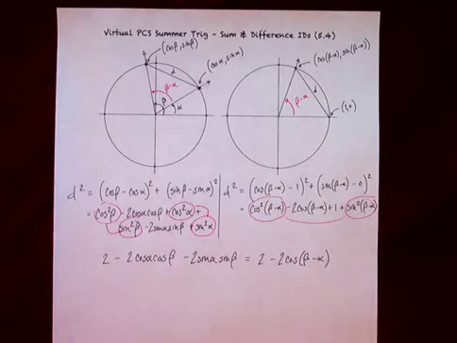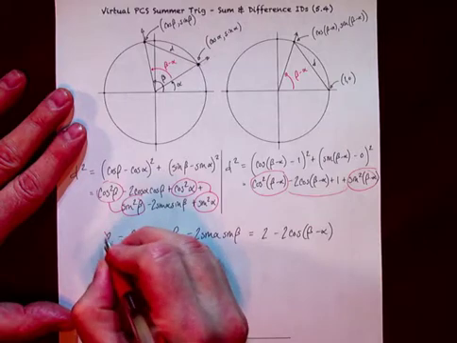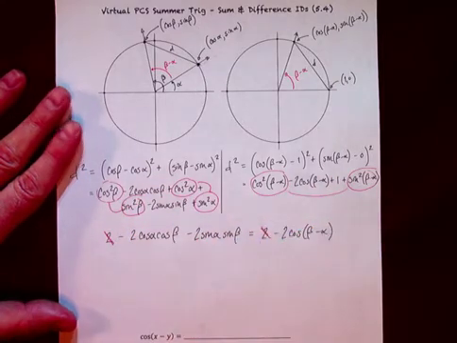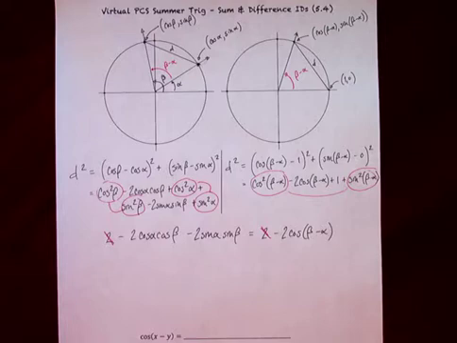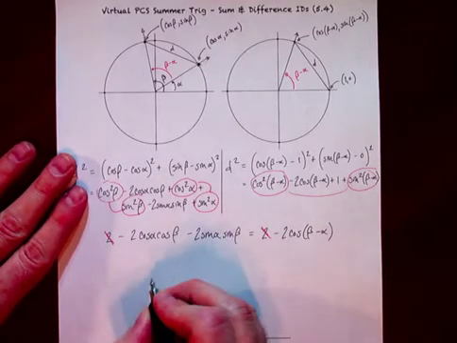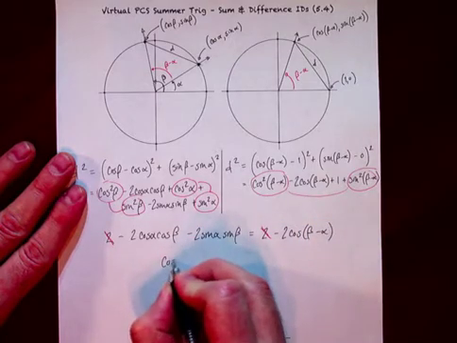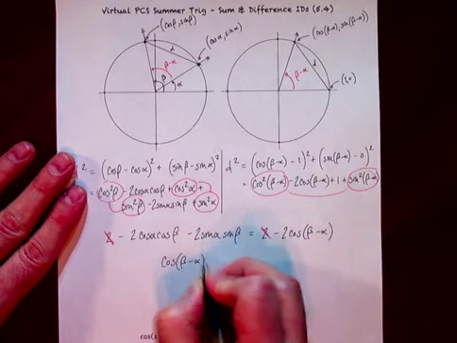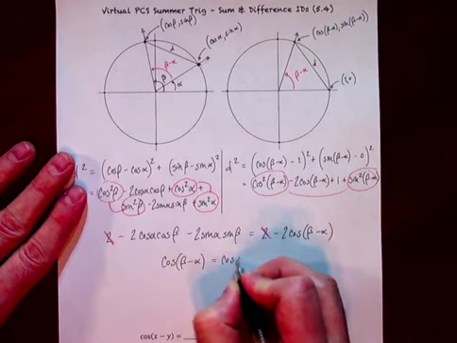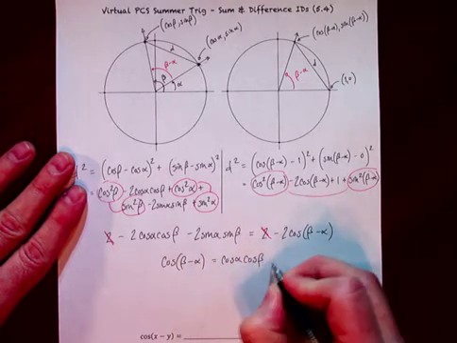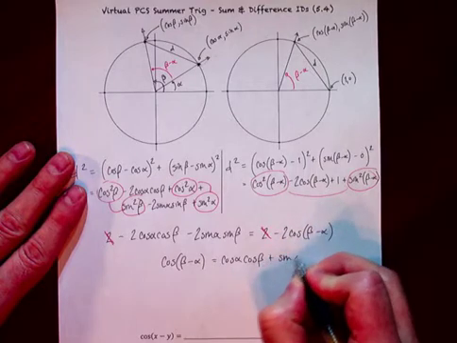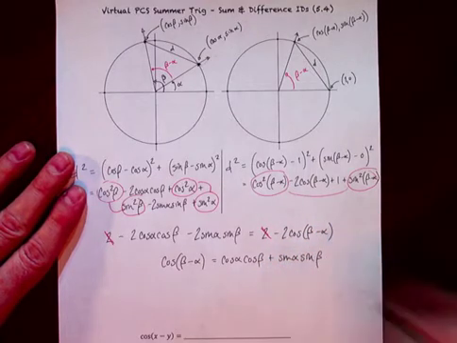Now, there's a little bit of simplification that can be done here. First of all, let's subtract 2 from both sides. And once we've subtracted 2 from both sides, everything has a common factor of -2. Let's multiply through by -1/2. And what I'm going to get, and I'm just going to swap the sides here, is cosine of beta minus alpha is equal to cosine alpha cosine beta plus sine alpha sine beta.